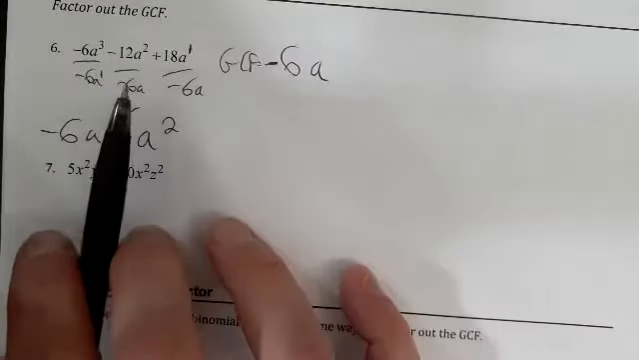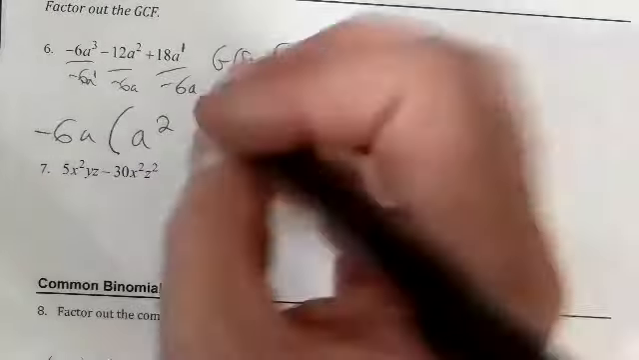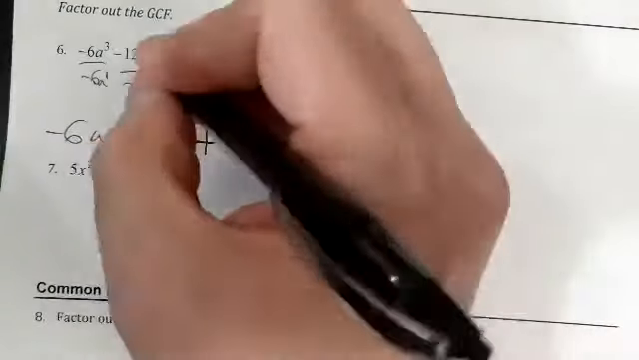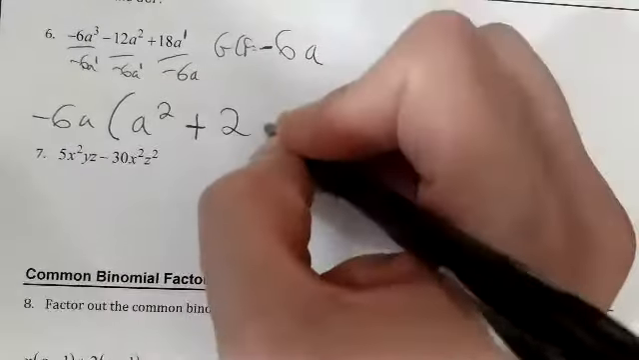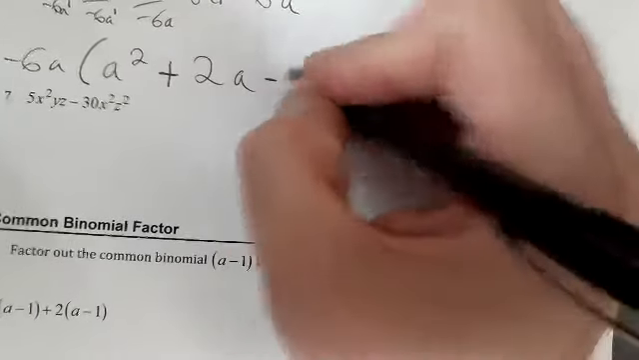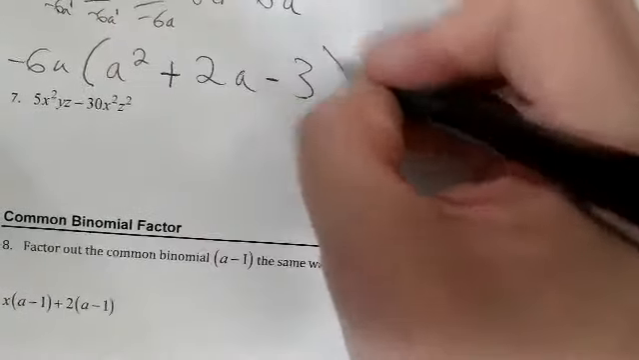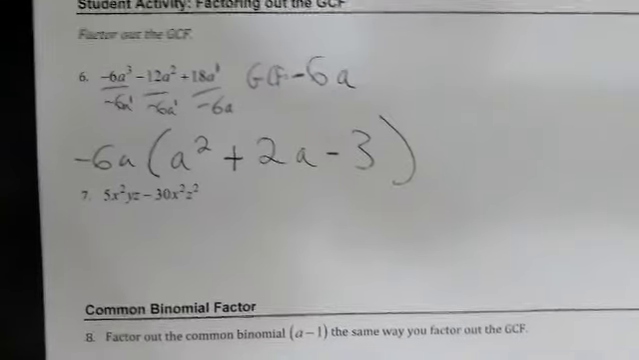This is minus 12 and a minus 6. So overall, this should be positive. I have 12 divided by 6 gives me 2. A squared minus A to the first is going to give me A. 18 divided by minus 6 should give me a minus 3. A over A gives me no more A's in that one.